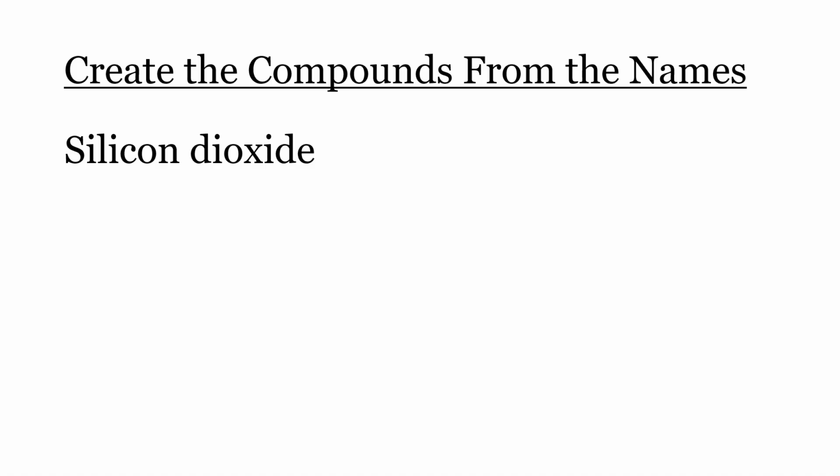Let's take a look at our silicon dioxide. So I do not have a prefix out front. I assume this is 1. So 1 silicon atom, dioxide, di meaning 2, oxide being our oxygen. So 1 silicon atom, 2 oxygen atoms. Putting this together, I get my SiO2 as the formula for this.